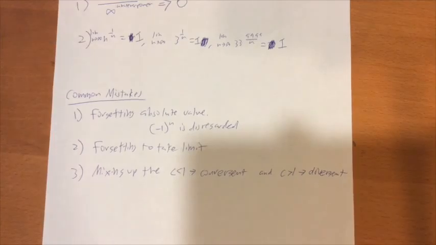Some common mistakes include forgetting the absolute value and forgetting that negative 1 to the n is always going to be disregarded whenever you use a root test. Another common mistake includes forgetting to take the limit. And lastly, mixing up that c less than 1 makes it convergent, and c greater than 1 makes the summation divergent.